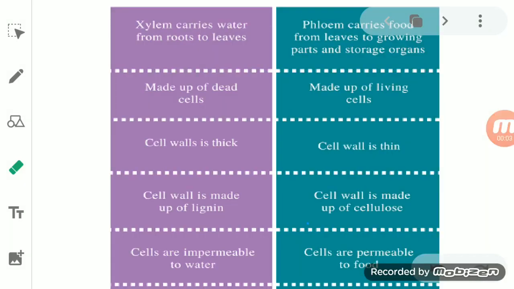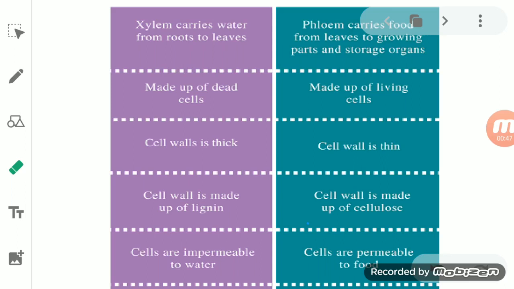Now we will see the difference between the xylem and the phloem. Students, the similarity between them is that both are part of the complex permanent tissues. Both consist of different types of cells, and when the different elements combine together, they form the vascular tissues, xylem as well as phloem. Xylem has its own elements and phloem has its own elements.